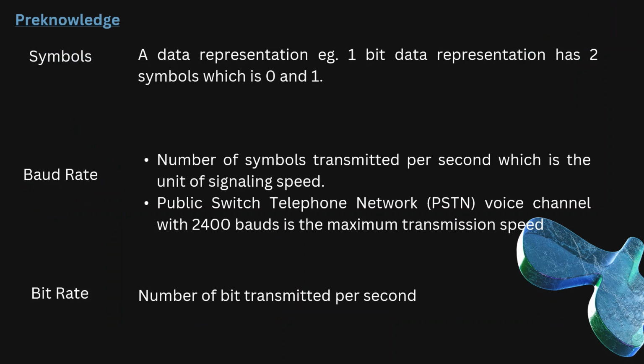Before we continue, here is some pre-knowledge that you have to know. The first is symbol. It means a data representation. For example, 1-bit data representation has two symbols, which are 0 and 1. Next is baud rate. It is the number of symbols transmitted per second, which is the unit of signaling speed. Public Switched Telephone Network (PSTN) voice channel with 2400 bauds is the maximum transmission speed.